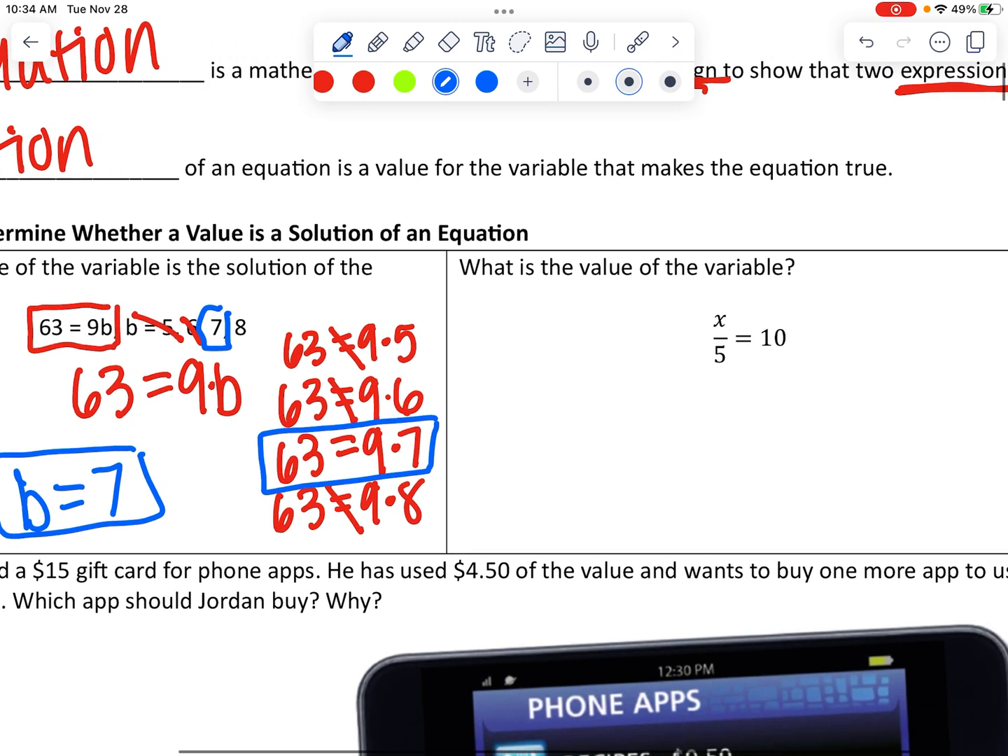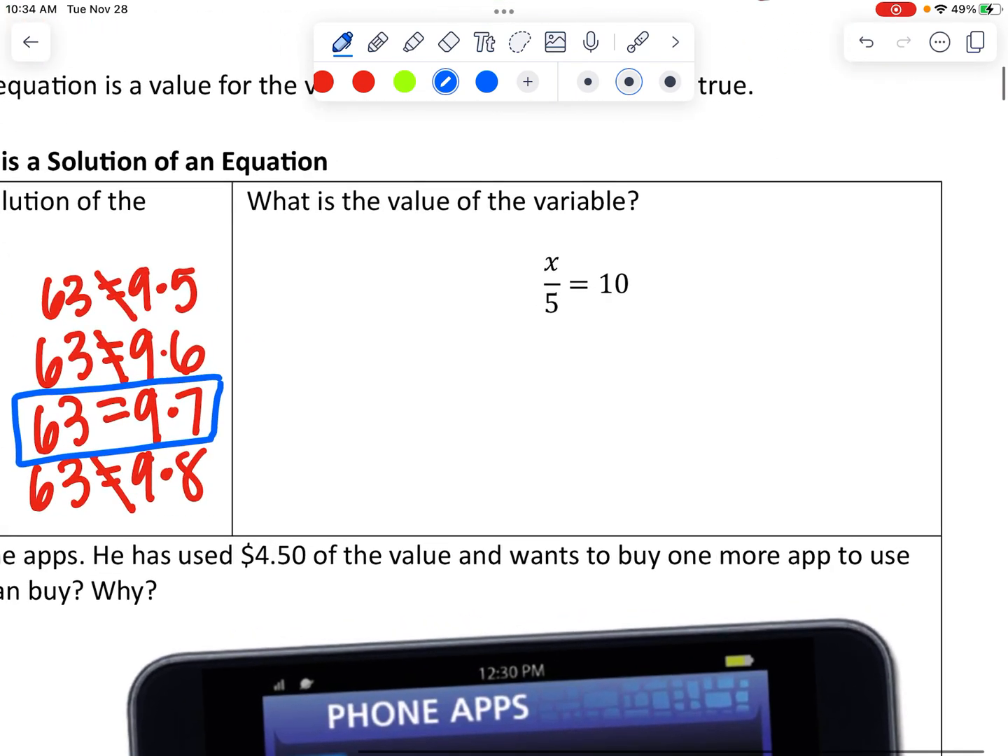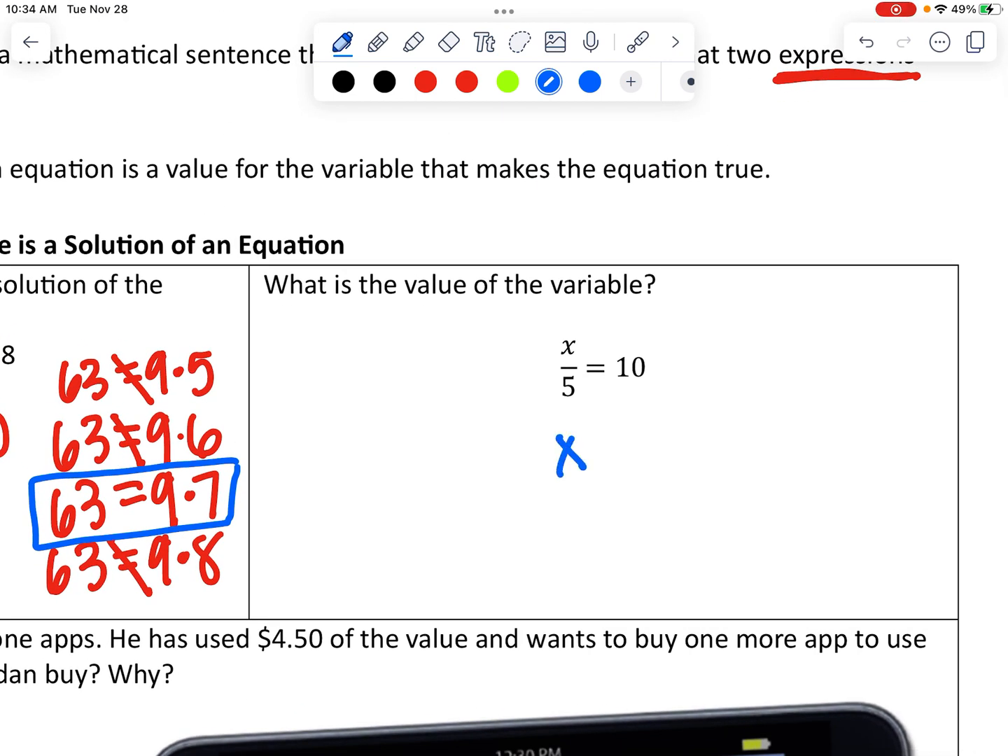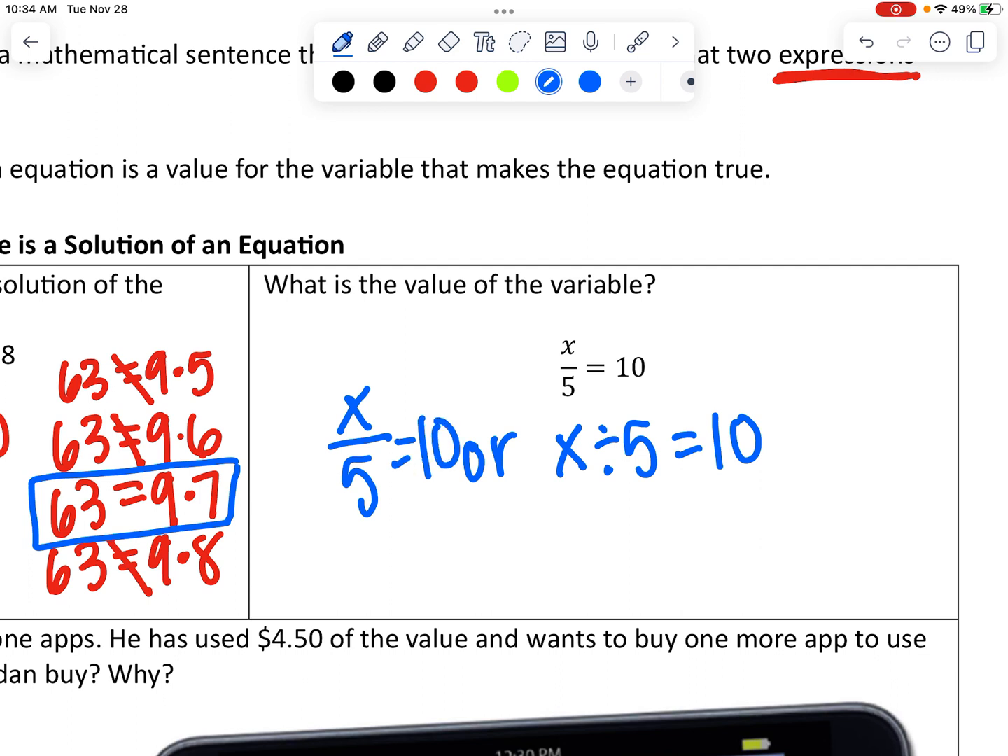All right, on this next question, it says, what is the value of the variable? Okay, so I know a lot of you are instantly going, oh no, it's a fraction. But no, this is just division, okay? This is the same as x divided by 5 equals 10. Okay, they are the exact same thing. So we have to figure out what divided by 5 equals 10?